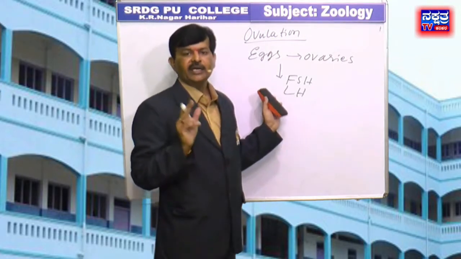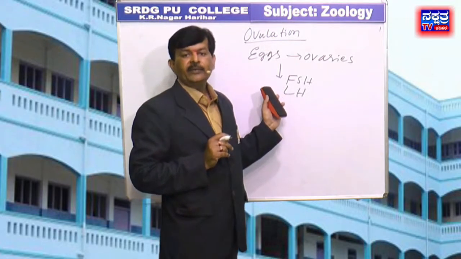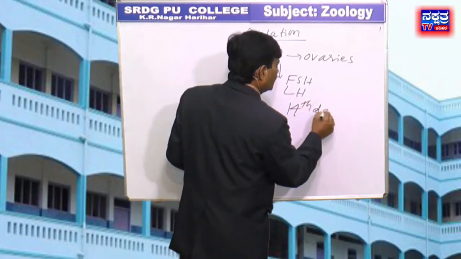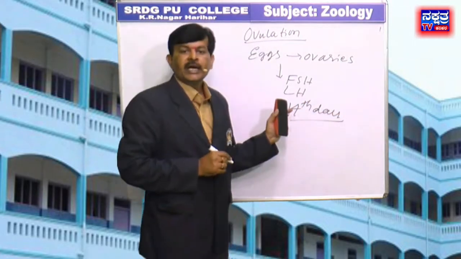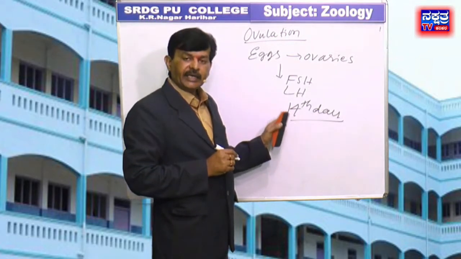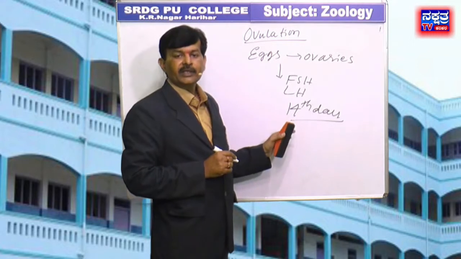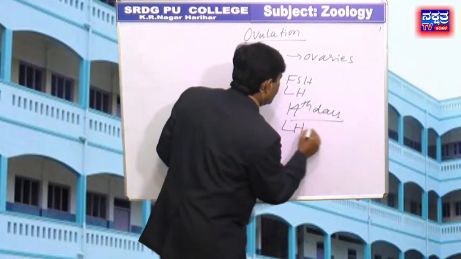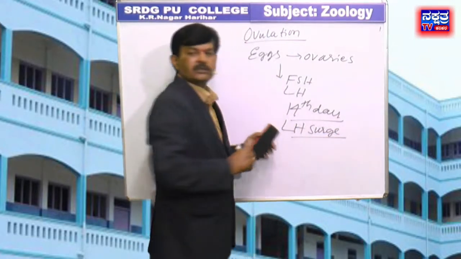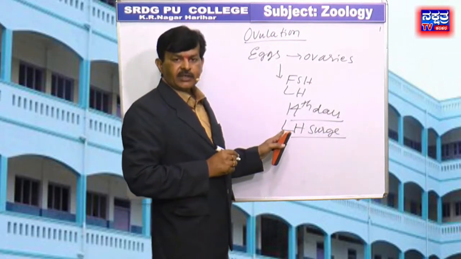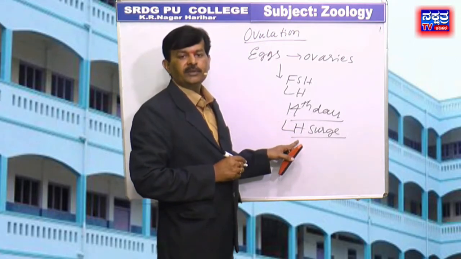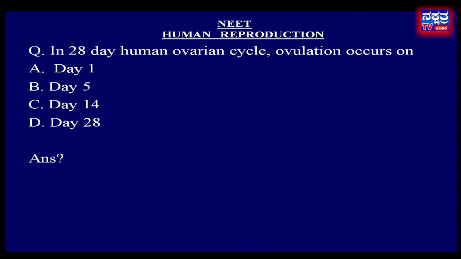Both LH and FSH attain a peak level in the middle of cycle, that is the 14th day. Rapid secretion of LH leading to its maximum level during the mid-cycle is called LH surge. This induces rupture of Graafian follicle and release of the ovum. Therefore, in the given option C, that is 14th day, is the right answer.